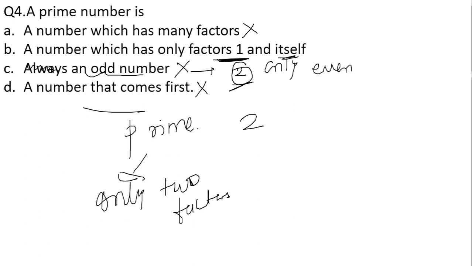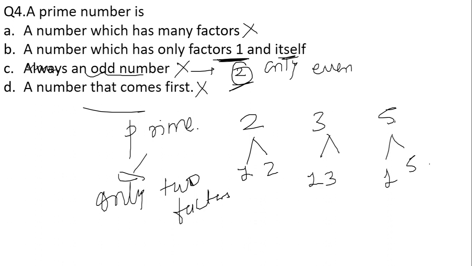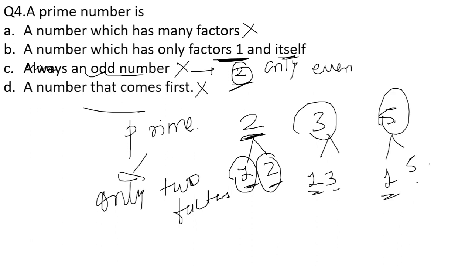If you consider a few examples of prime numbers, we can clearly say that the factors for 2 are 1 and 2. The factors for 3 are 1 and 3. The factors for 5 are 1 and 5. Basically, it means that 2 comes in the table of 1 and 2, 3 comes in the table of 1 and 3, similarly 5 comes in the table of 1 and 5. It means there are only 2 factors, and among these 2 factors, one factor is 1 and the other factor is the number itself.